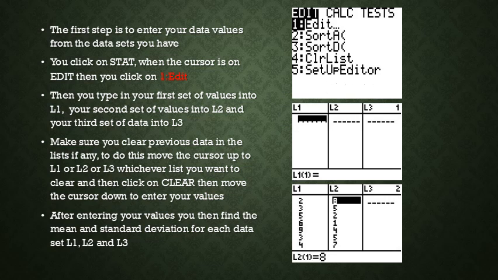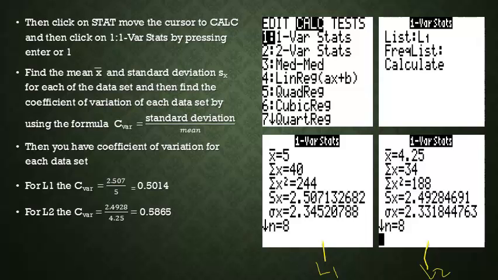But make sure that you clear previous data in the list, if there is any previous data in any of those lists. How you do it is you move the cursor up to L1, and then you hit Clear on the calculator, and then you move your cursor down to enter your values. After entering your values, you find the mean and standard deviation for each data set, and we'll show how to do that momentarily.